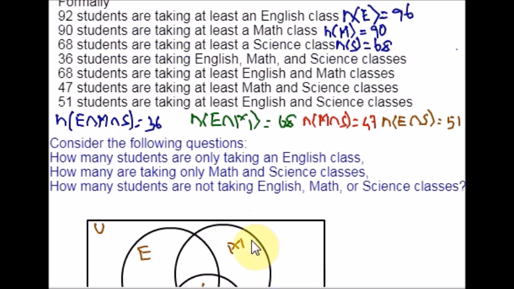In this example, a total of 68 students are taking English and Math classes. That is, n of E intersection M is 68. And 36 of those have already been counted as students who are taking English, Math and Science in the centermost portion. So you just have to subtract: 68 minus 36 is 32. Can you follow so far?